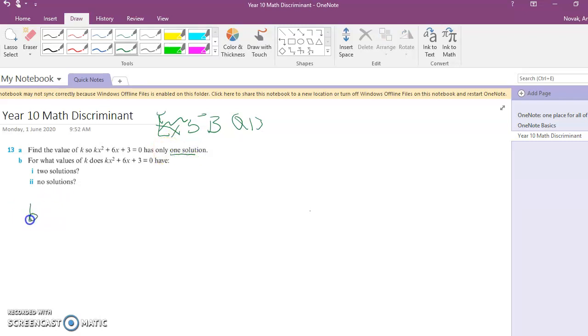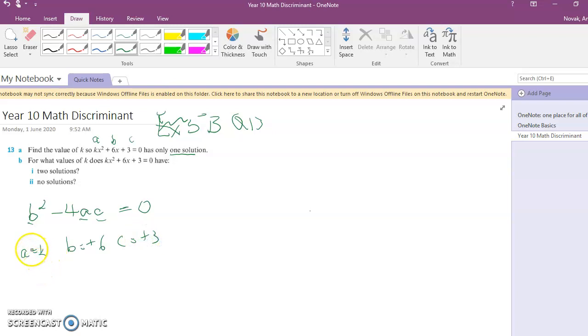So we know that therefore b squared minus 4ac, which is known as the discriminant, must equal 0. And they're the coefficients of the expression. So that's your a, your b, and your c. And as you can see, k is related to a. So all we need to do is substitute those values and determine what k is from that. So we have a equals k, b equals +6, and c equals +3.